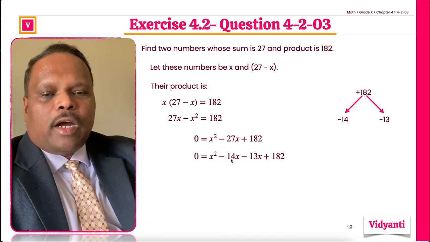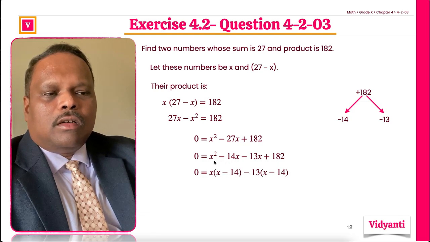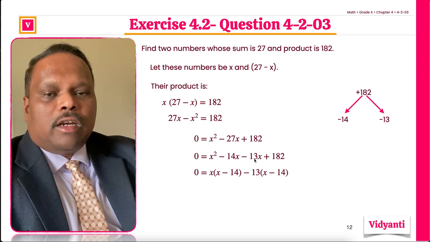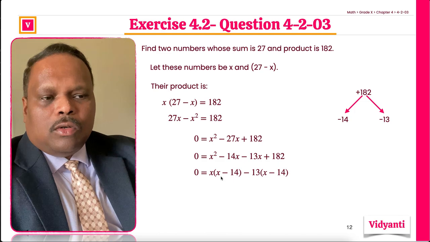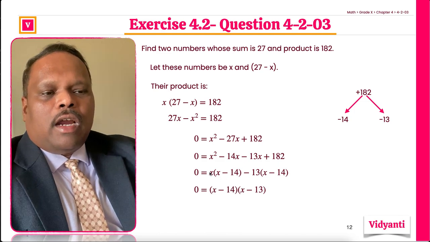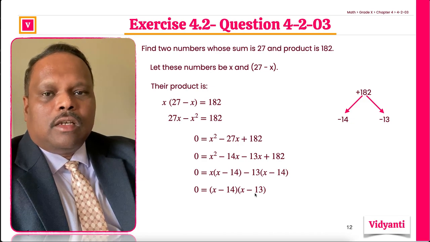From the first two parts, x can be taken common, so x taken common, x minus 14 will remain, and from here you can take negative 13 common and then x minus 14 will be remaining. Now note that x minus 14 is the repeated factor that can be written only once, and whatever is left over can be transferred into a separate single bracket.